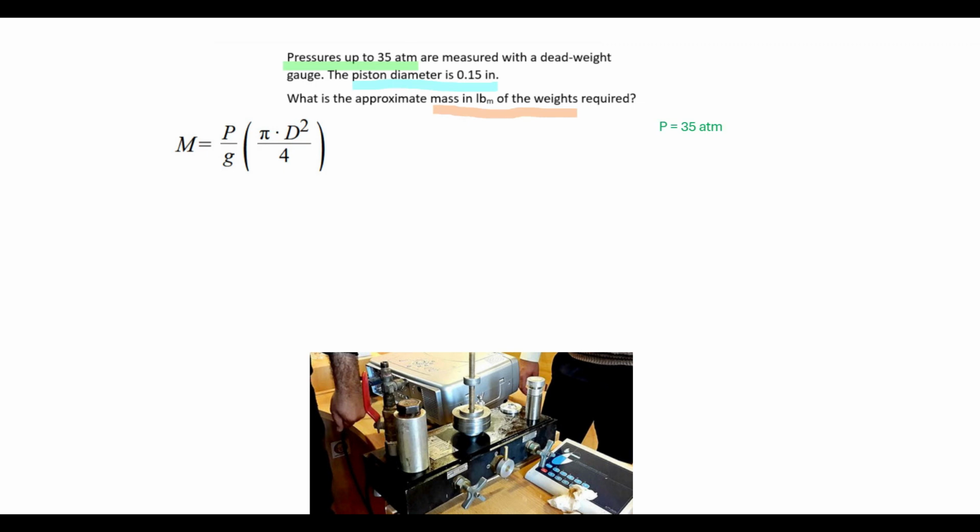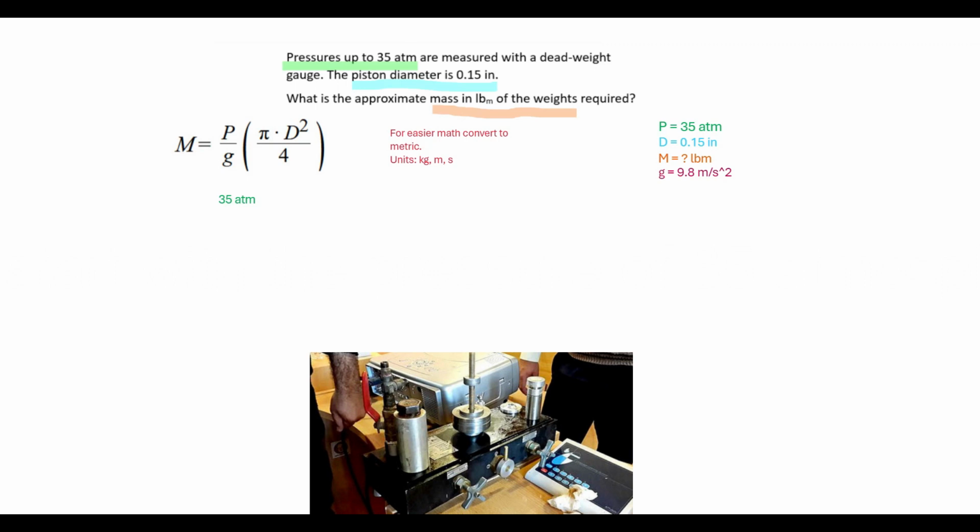Listing the known pressure, diameter, and the mass that you are trying to solve for. Given the constant of acceleration of gravity is 9.8 meters per second squared. For easier math, convert to metric. You can reconvert back to British units later. Convert to metric units of kilograms, meters, and seconds.